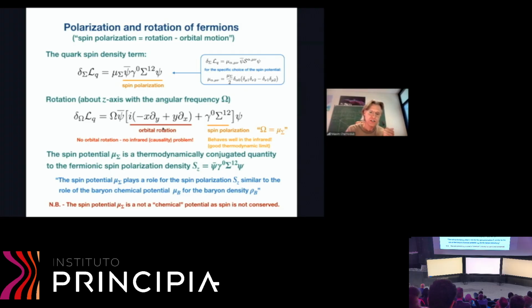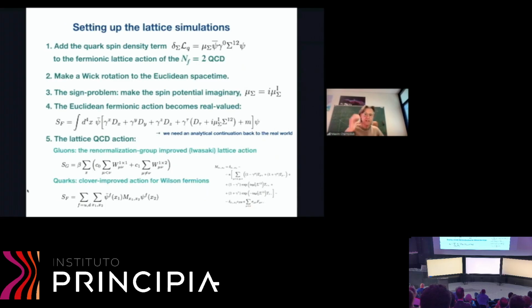However, one should mention here that spin is not a conserved quantity. Therefore, this mu sigma should not be called a chemical potential. It's just a spin potential, and that's all. In some sense, it plays a role similar to the baryon chemical potential and baryon density, but we should take into account that this quantity is not conserved. Still, we can introduce it and look at what happens, whether the system would adopt it and react to it accordingly. Let's see.